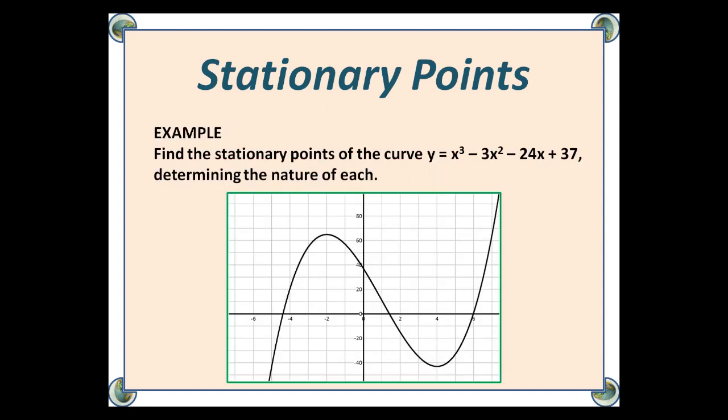Here's an example. Find the stationary points of the curve y equals x cubed minus 3x squared minus 24x plus 37, determining the nature of each. And there's a picture of it.